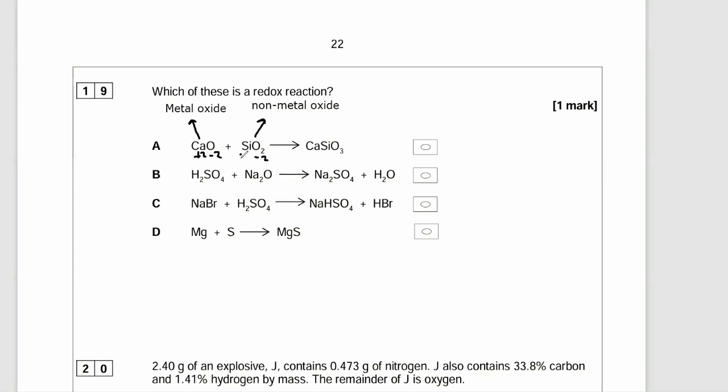Silicon dioxide, the silicon's +4 and each oxygen is -2. Calcium's +2 there, silicon's +4 there, and there's 3 -2 oxygens to make -6 to cancel out. That is not a redox.